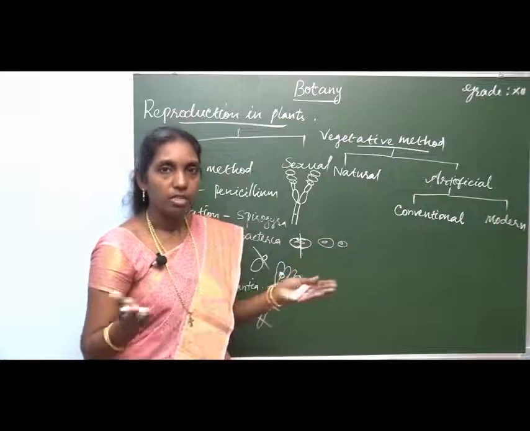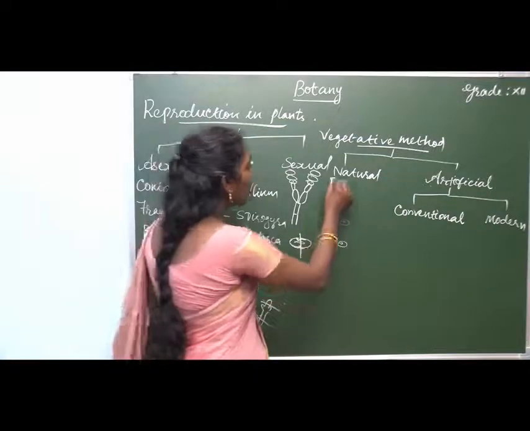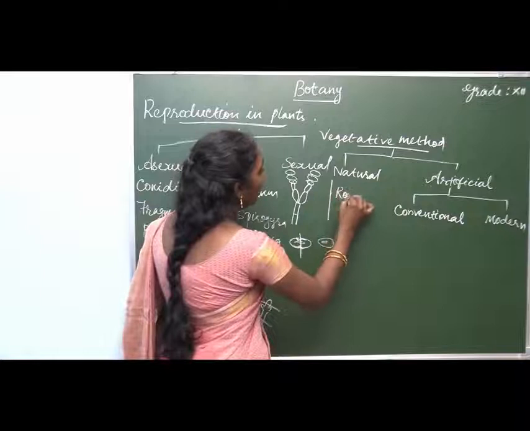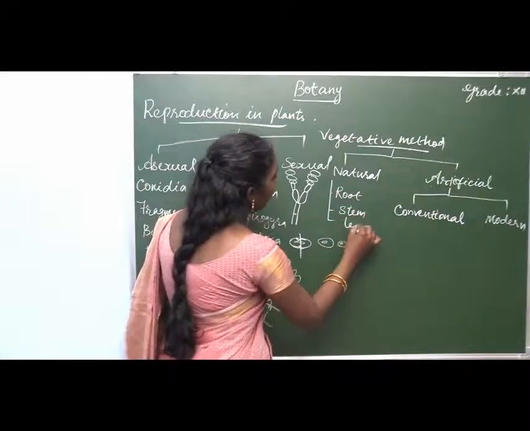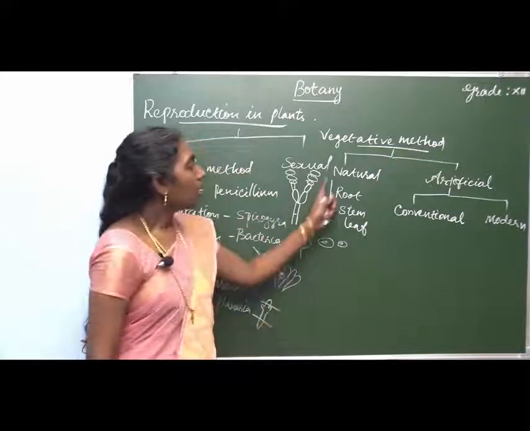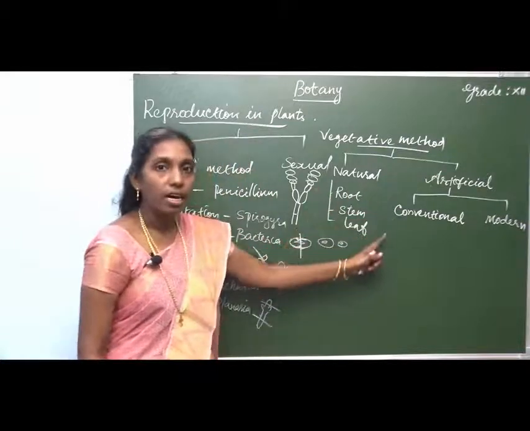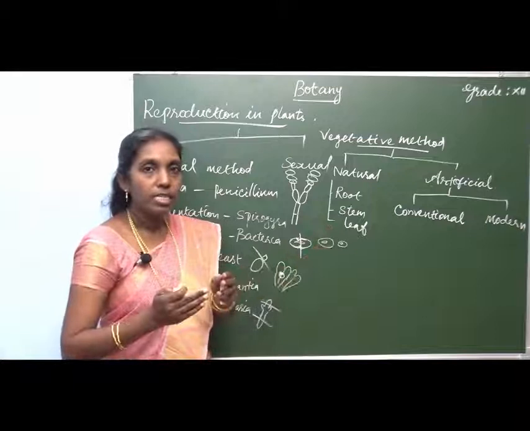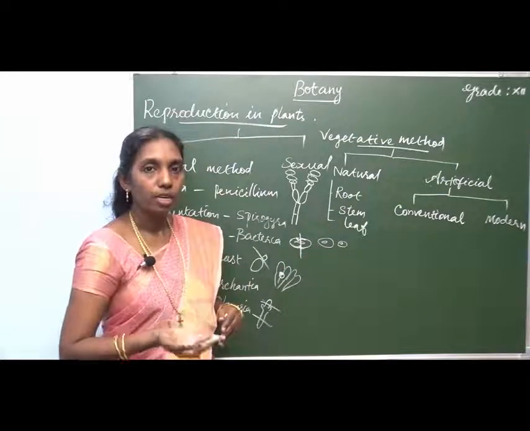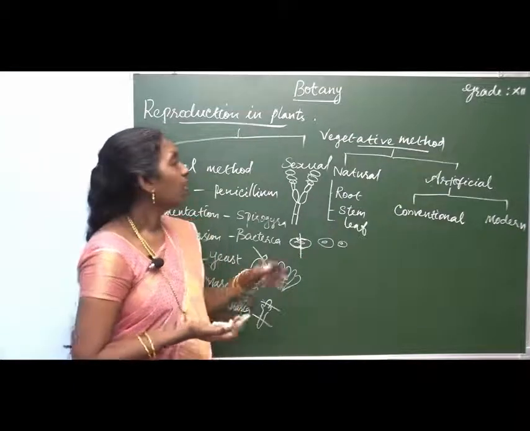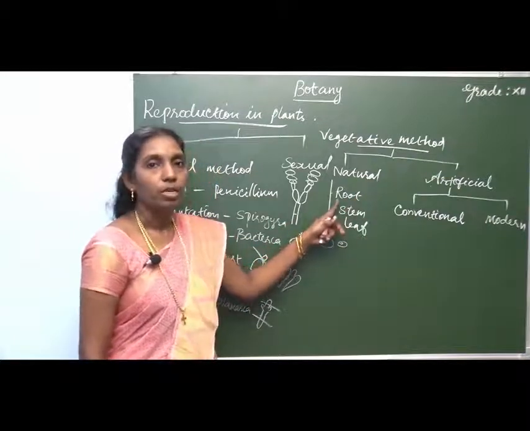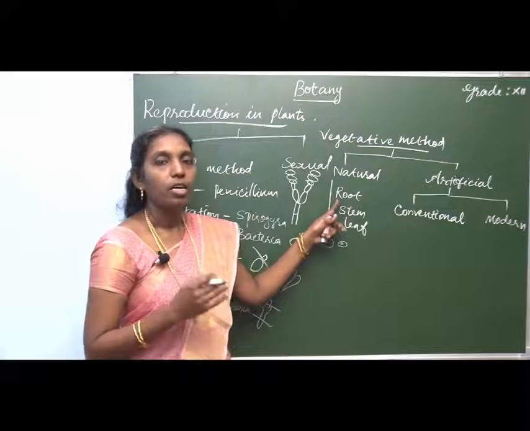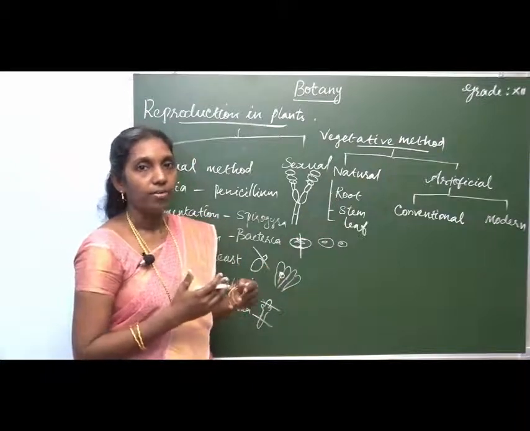You know, there are several plant parts. The common plant parts are root, stem and the leaf. Some buds arise and these buds develop into a young plant. That is the natural method of reproduction. For example, root, Murraya. Murraya we can commonly call curry leaf.